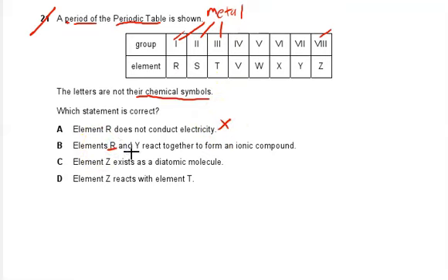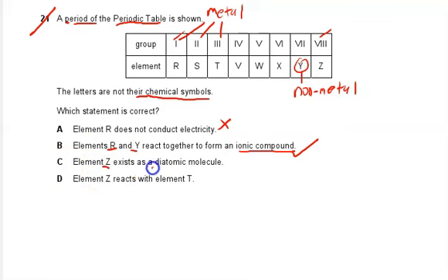Element R and Y react together to form an ionic compound. So R is a metal, and look at Y, it is a non-metal. Then they do combine to form an ionic compound. This is correct. Now let us look at C.